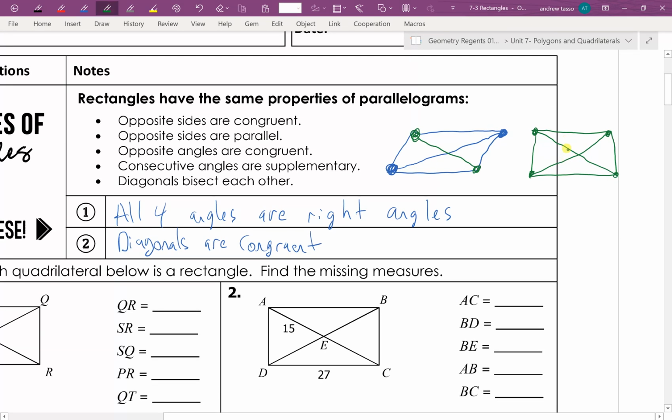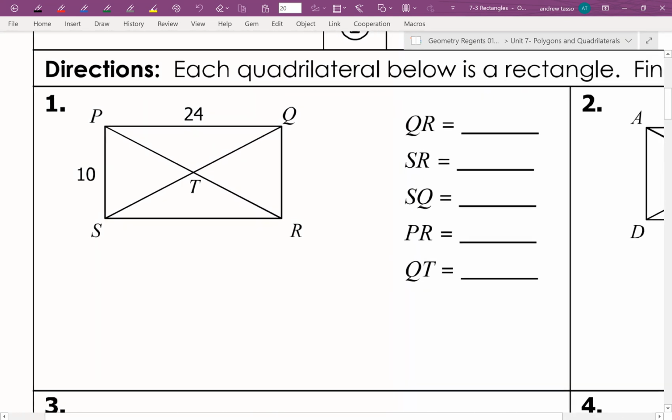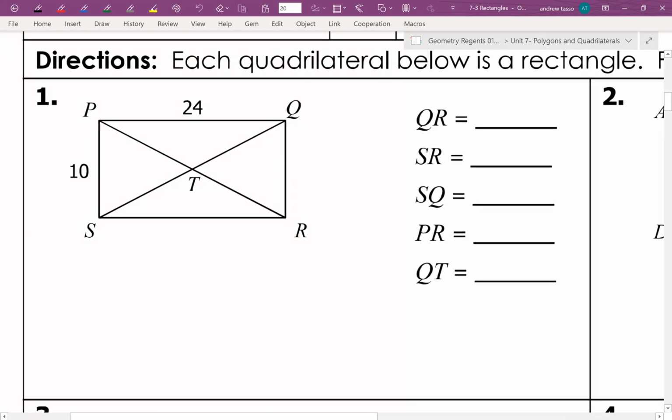So effectively what happens is, since these bisect each other and they're the same length, all 4 of those inner segments are going to be equal. Okay? So let's see if we can now apply that knowledge in the first set of questions.